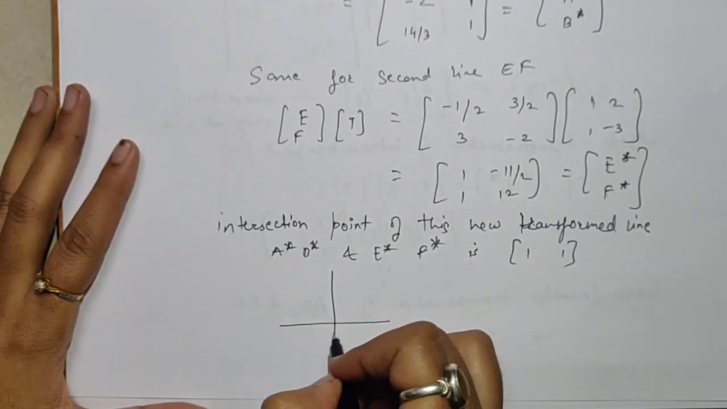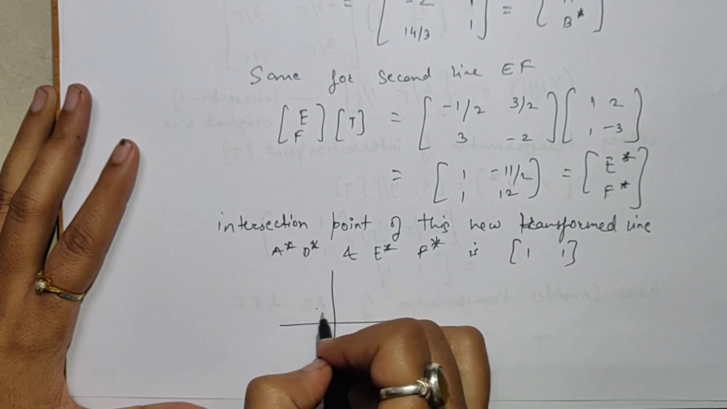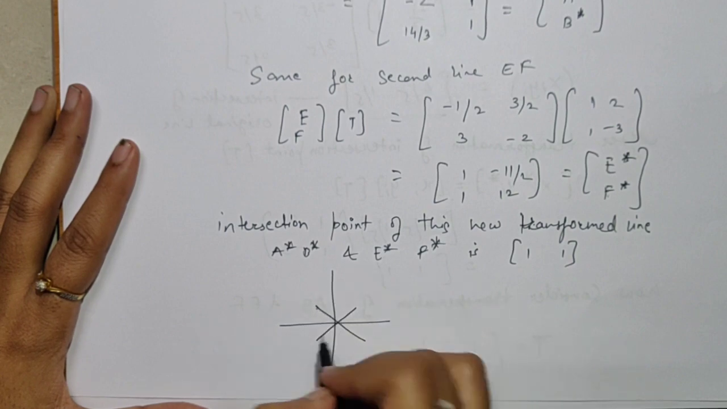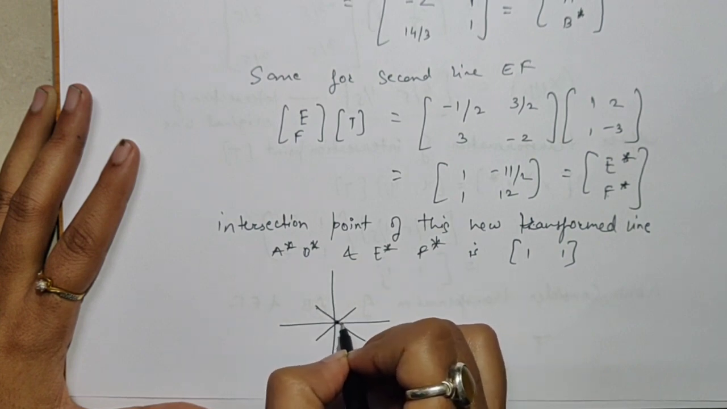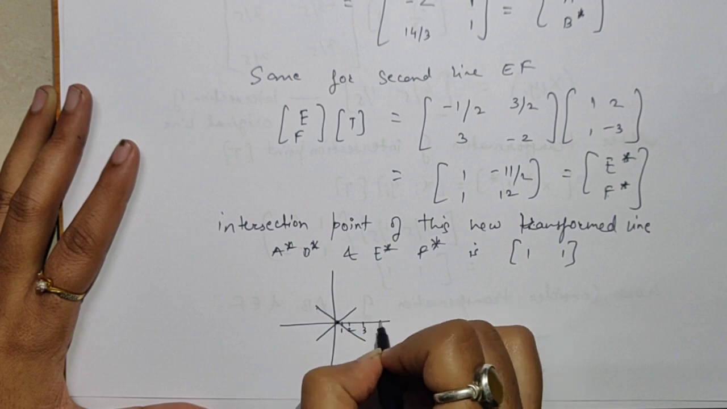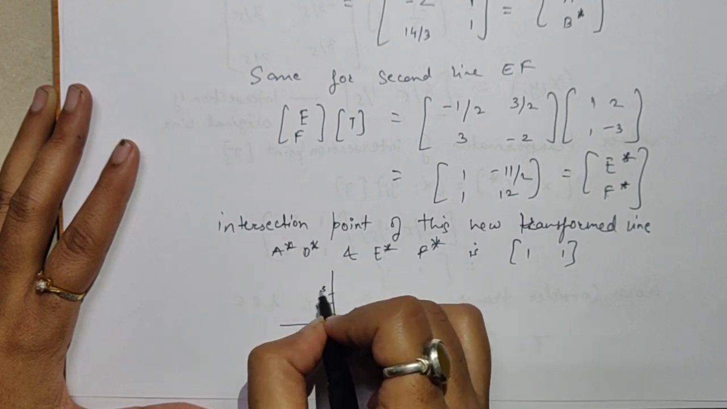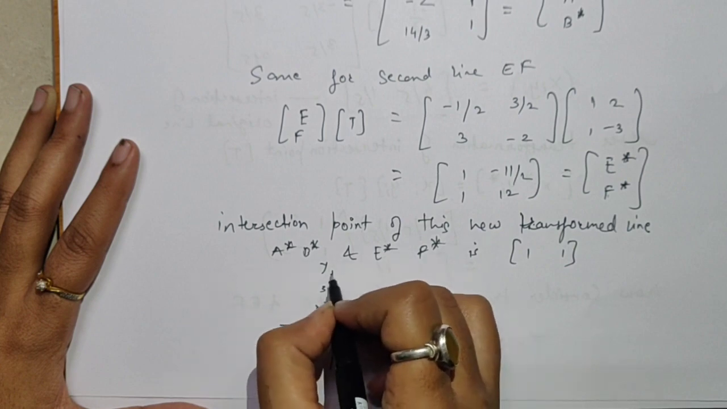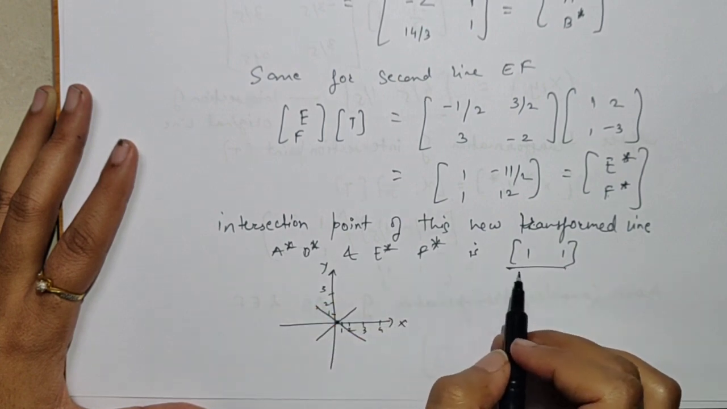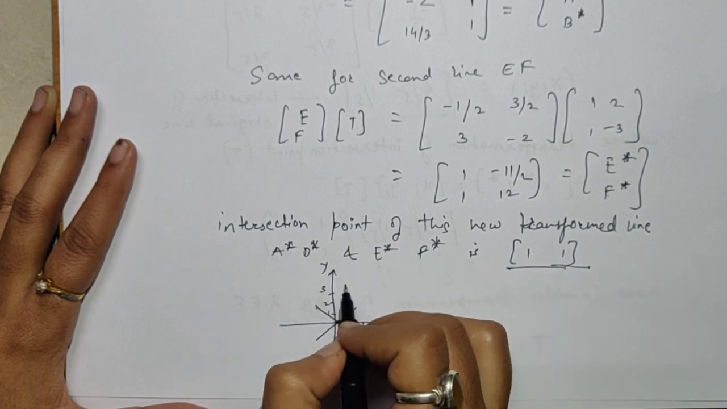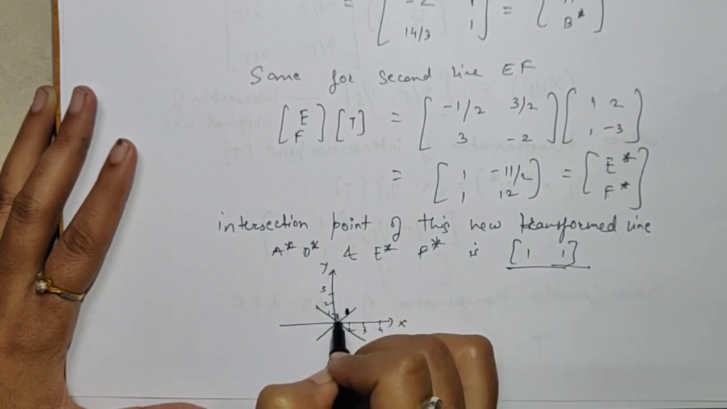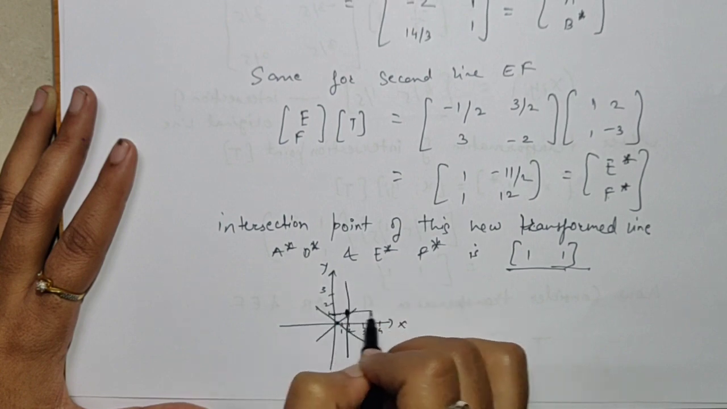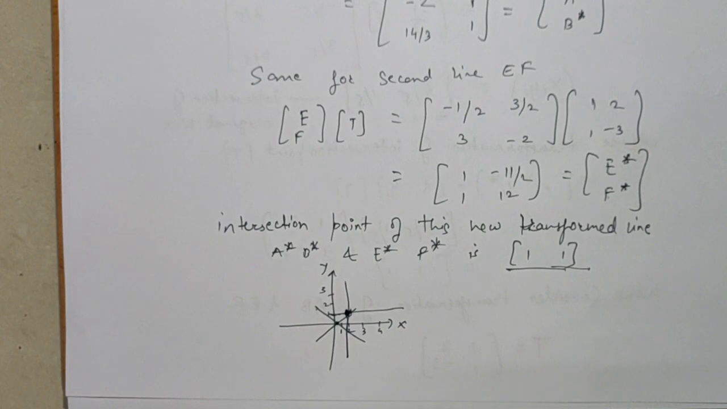Suppose here we have the intersecting lines. These are our intersecting lines. This is our y-axis and this is our x-axis, with marks 1, 2, 3, 4 on each. Now the transformation has taken place at 1, 1. So somewhere here, at 1, 1, will be our new transformation. So this is how the transformation of intersecting lines works. I hope you have understood this tutorial. Thank you.